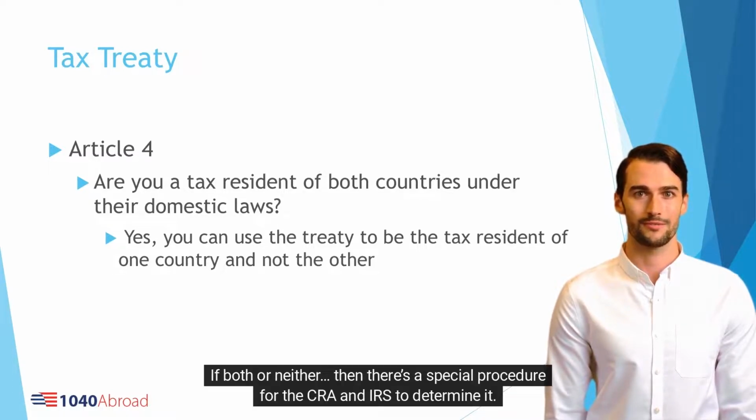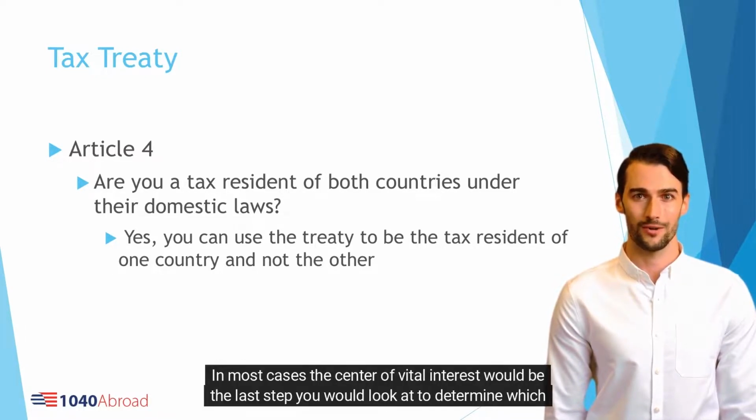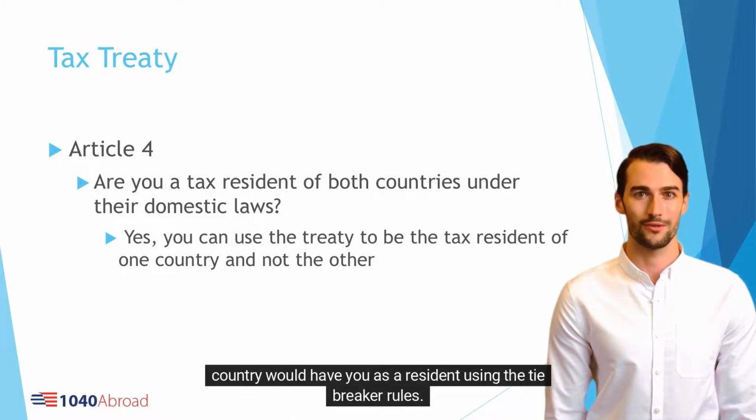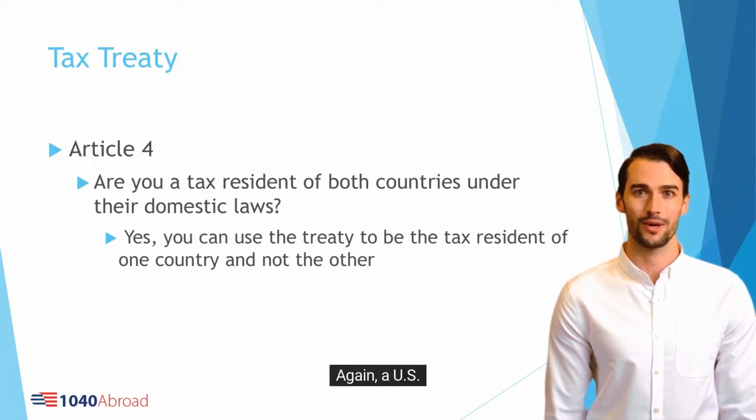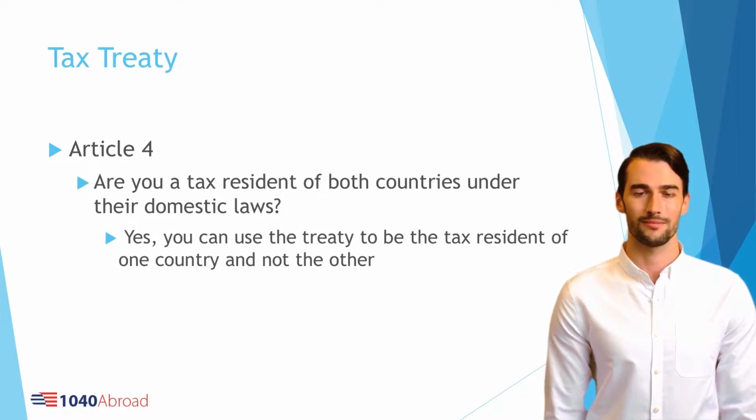If both or neither, then there's a special procedure for the CRA and IRS to determine it. In most cases, the center of vital interest would be the last step you would look at to determine which country would have you as a resident, using the tiebreaker rules. Again, a US citizen cannot use the tiebreaker rule to stop being a US taxpayer.